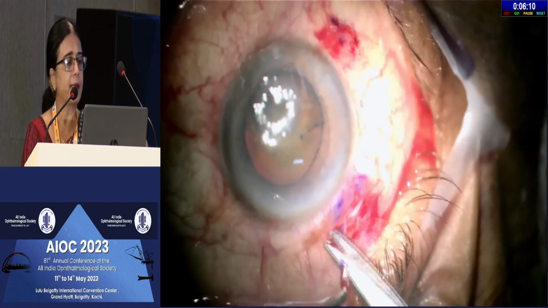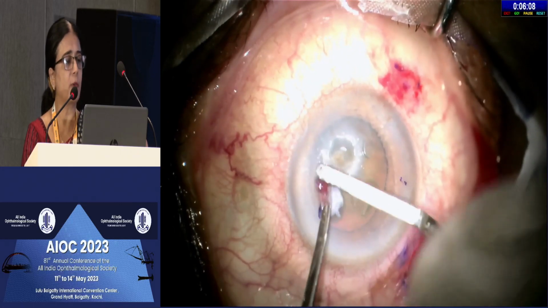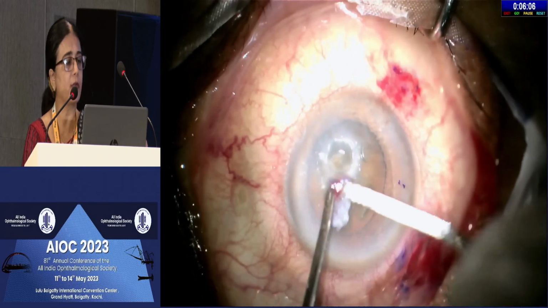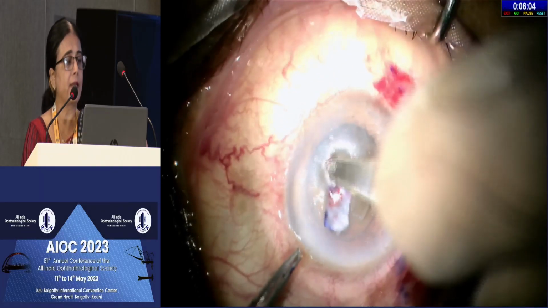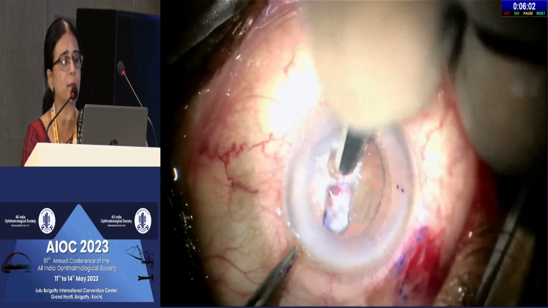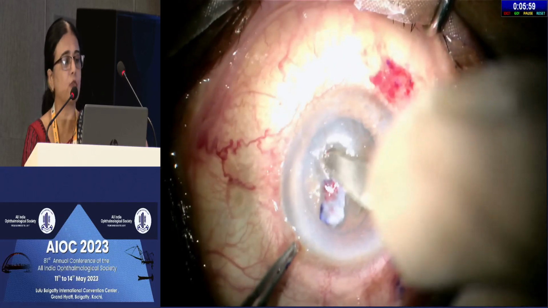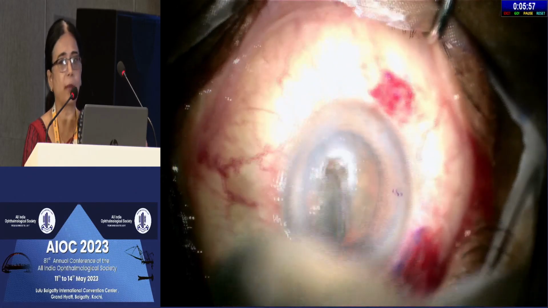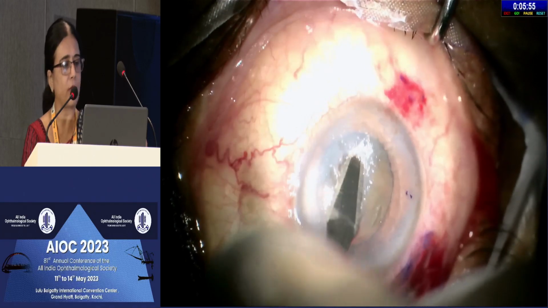Once we have seen that, we spread it over the cornea to know the adequacy of the size. We create side pockets into the perforation and be very gentle in doing this maneuver so that you don't cause any more damage to the underlying very thin bed or to the already perforated area.